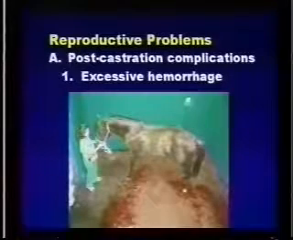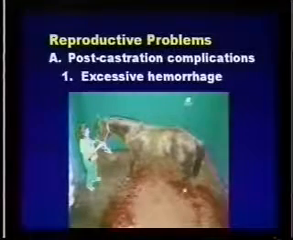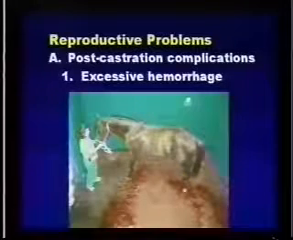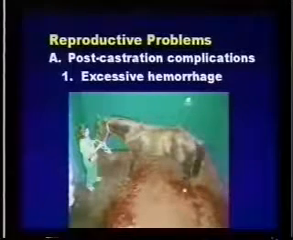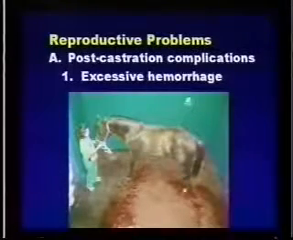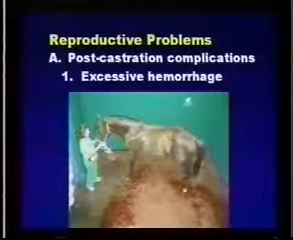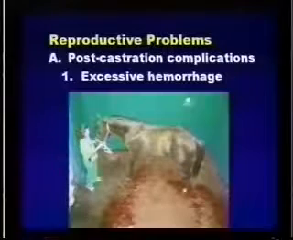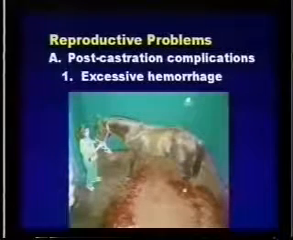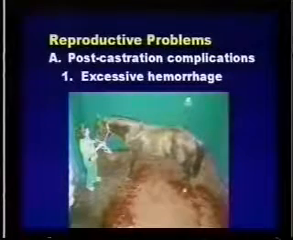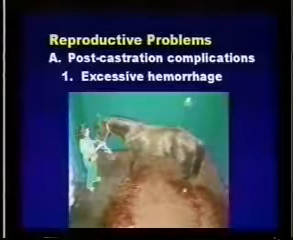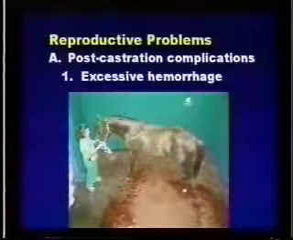The first one, and certainly the one that is going to be the most acute after the surgery is done, is excessive hemorrhage. Here you see a horse that has been castrated. It's recovered from its intravenous anesthesia, and you can see that the stall floor under the horse is covered with quite a bit of blood.